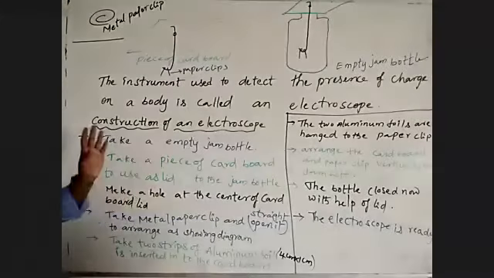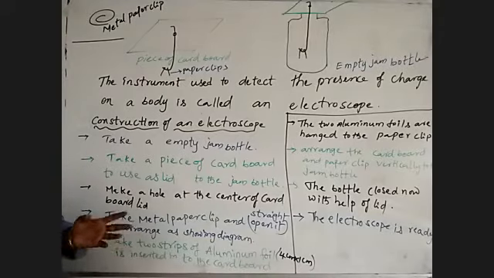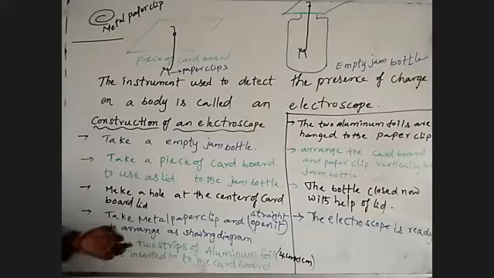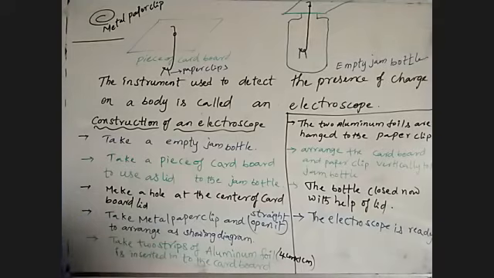They asked us to describe an instrument to detect the charge presence on your body. We have to show an instrument to identify the charge present on your body. What is the instrument? So that is the information to construct the electroscope. Listen carefully.